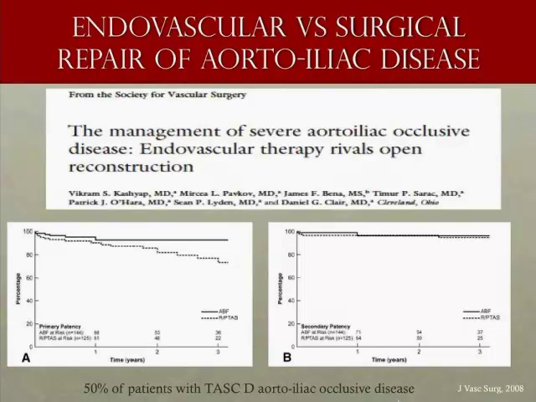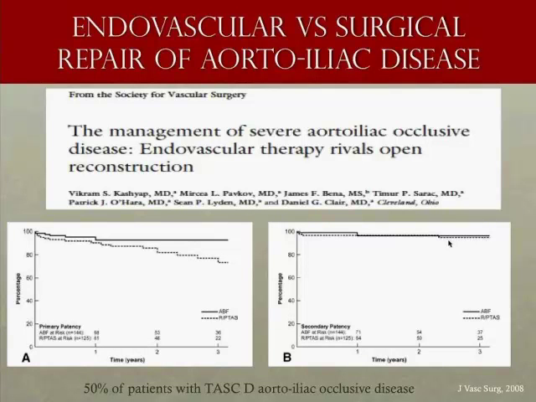This is a study looking at approximately 166 limbs, published back in 2008, and about 50% of the patients had TASC-D level disease, so the most complex level of disease. What these authors found was that primary patency was fairly similar, at least up until the first year of follow-up. But after the 1-year mark, the curves begin to separate more and more, and by the 3-year follow-up period, clearly aorta-by-fem patency is higher. Nonetheless, secondary patency is right on top of each other. They're essentially the same, as are rates of limb salvage.